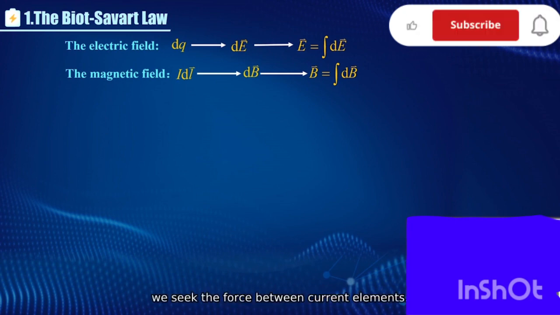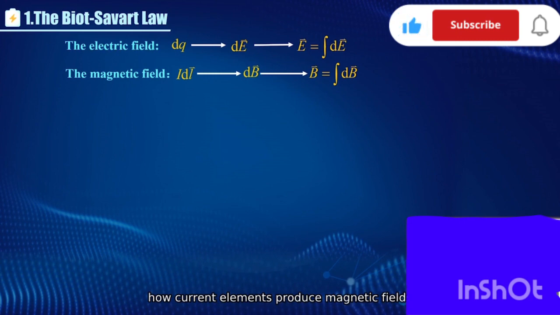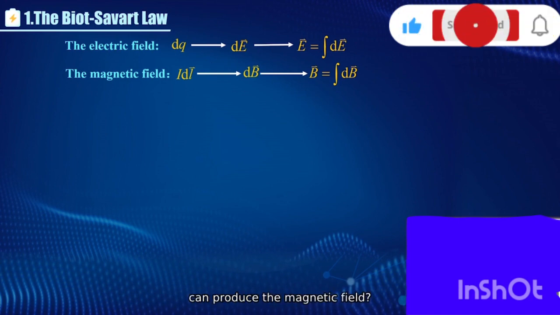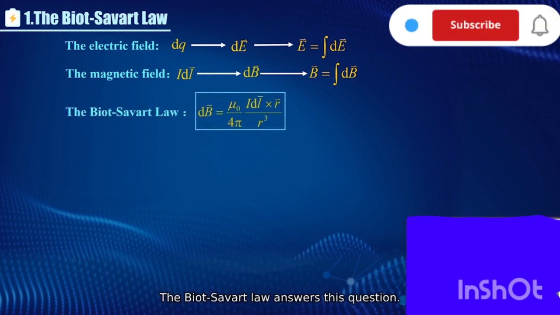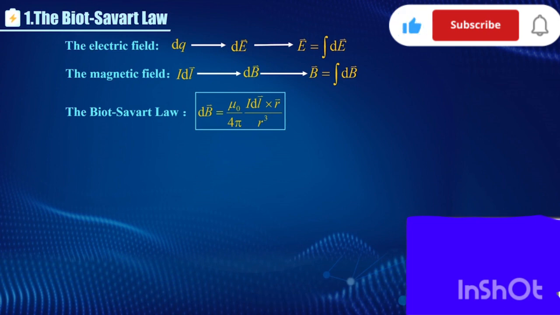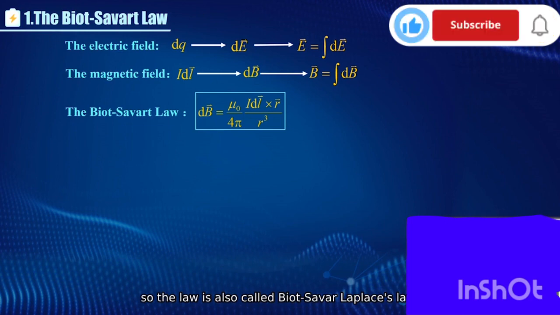We seek the force between the two elements. We also hope to find the rules of how current elements produce magnetic fields. Now, how can a current element IDL produce the magnetic field? The Biot-Savart Law answers this question. According to the experimental results of Biot and Savart, Laplace deduced its mathematical expression, so the law is also called the Biot-Savart-Laplace law.